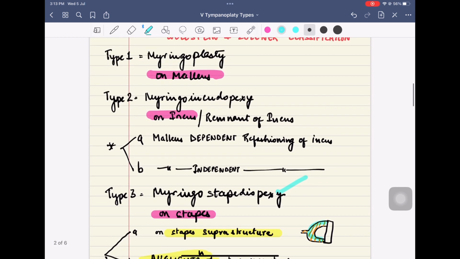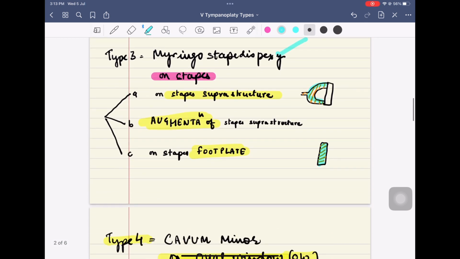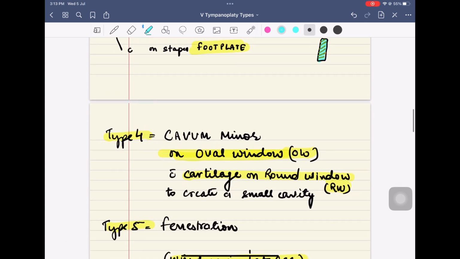Now, as you can see, we are going from outside in. First is when we are placing the graft on the malleus, 2 is when on the incus, and 3 on the stapes. Now coming on to type 4, when the graft is placed on the oval window and cartilage is placed on the round window. It is also known as cavum minor. In this we create a small cavity.